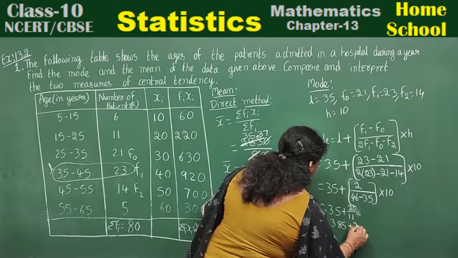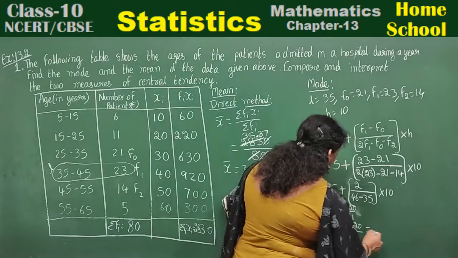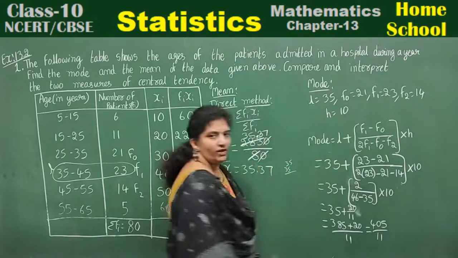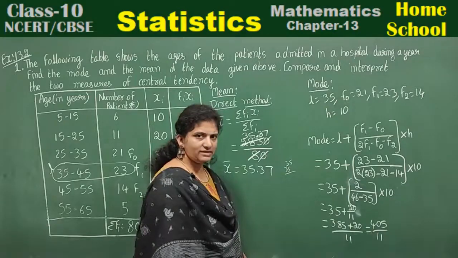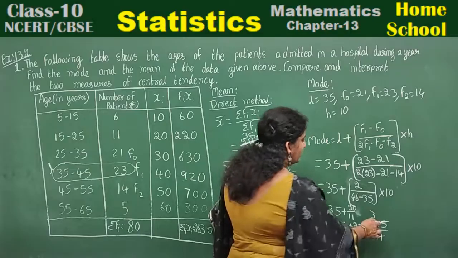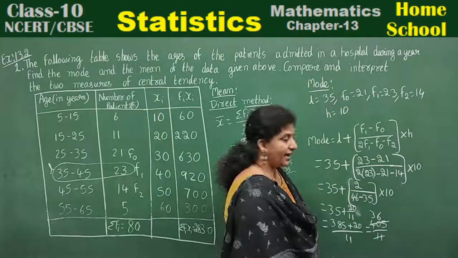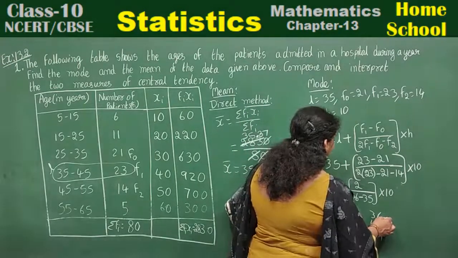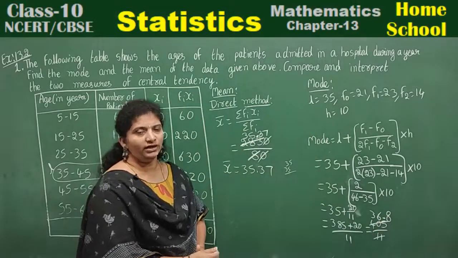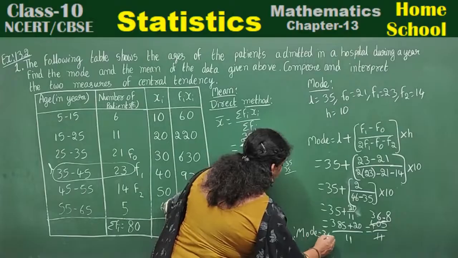385 plus 20 by 11. 385 plus 20 will be 405 by 11. 405 by 11, will it cancel? Yes. 11 3s are 33, and here 7 is left, 75. 11 6s are 66. Again 9 is left. Put a point, 90. 11 8s are 88. So what's your answer? 36.8. Therefore, mode is equal to 36.8.